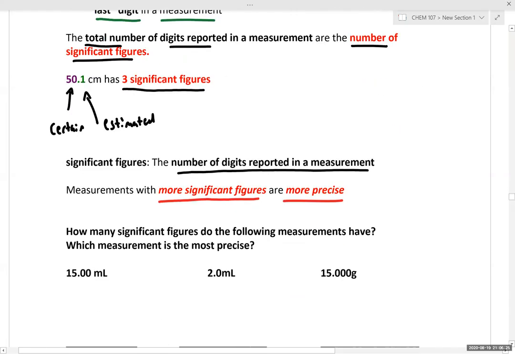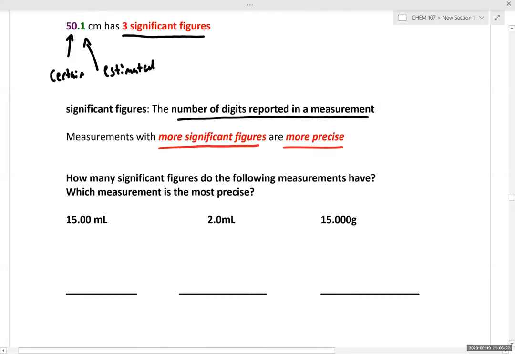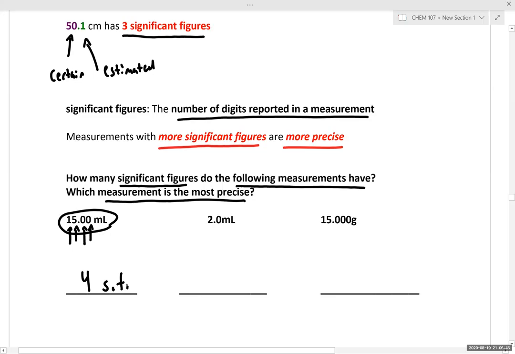Let's do an example and try to indicate how many significant figures the following measurements have, and which measurement is the most precise. So, 15.00: I see 1, 2, 3, 4 digits, so that has 4 significant figures.